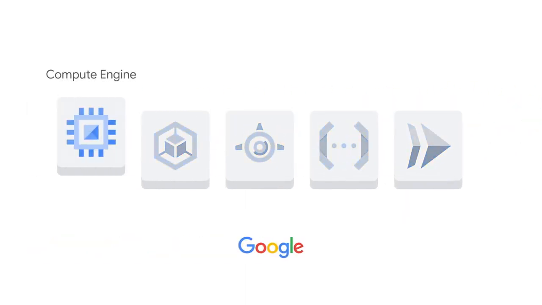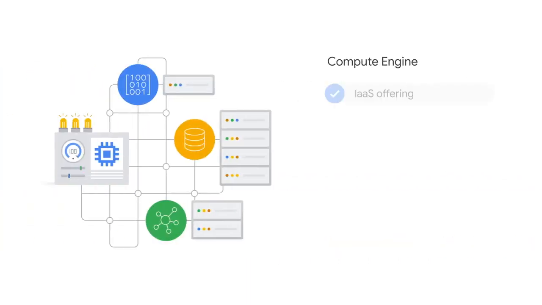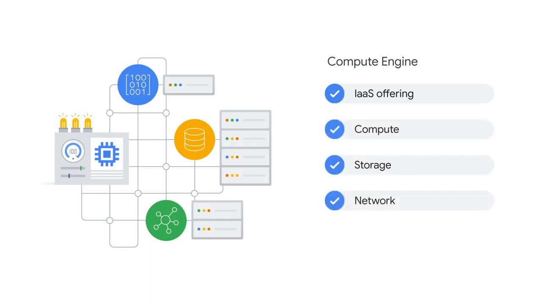The first is Compute Engine. Compute Engine is an IaaS offering, or infrastructure as a service, which provides compute, storage, and network virtually that are similar to physical data centers. You use the virtual compute and storage resources the same as you manage them locally. Compute Engine provides maximum flexibility for those who prefer to manage server instances themselves.